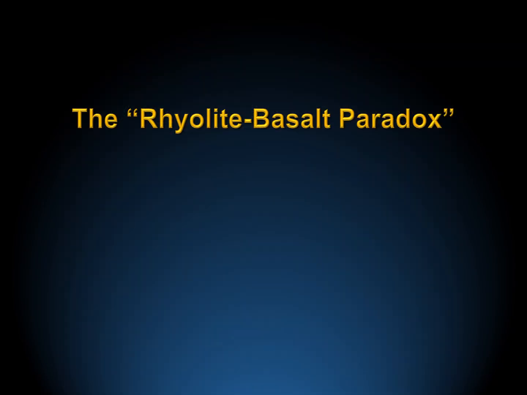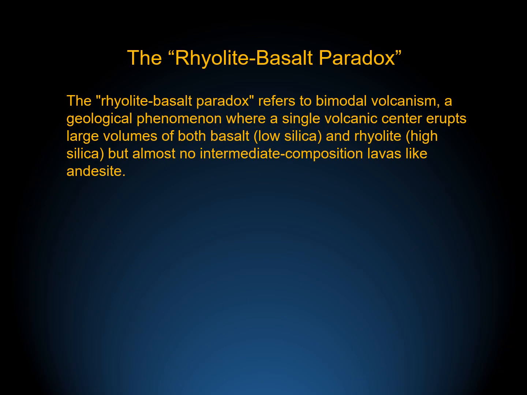One of the problems solved in the creation of our current model, supporting our current model, is the rhyolite-basalt paradox. The rhyolite-basalt paradox refers to bimodal volcanism, a geological phenomenon where a single volcanic center erupts large volumes of both basalt, low silica, high iron, magnesium, and rhyolite, high silica, low iron, low magnesium, but almost no intermediate composition lavas like andesite.